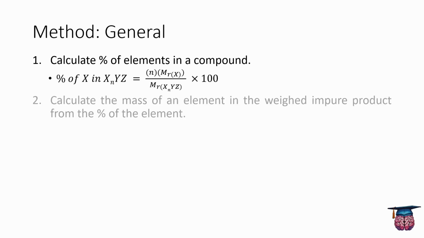After we do this step, we need to then calculate the mass of our element in the weighed impure product from the percent that we just calculated of the element. And once again, this impure product is simply the product that we made or the substance that you sent in for analysis.